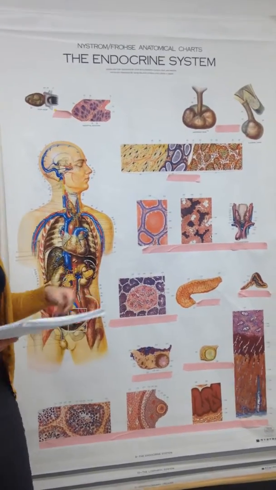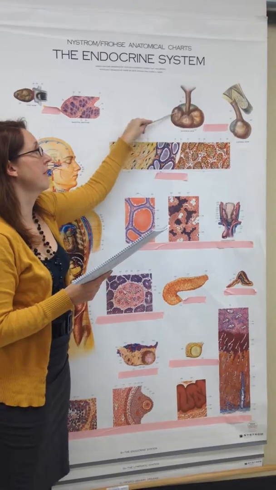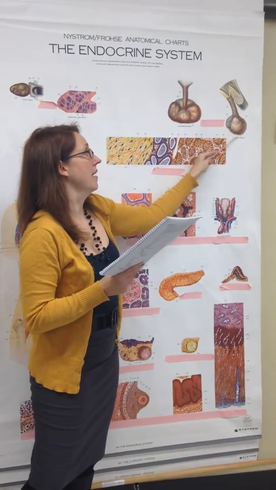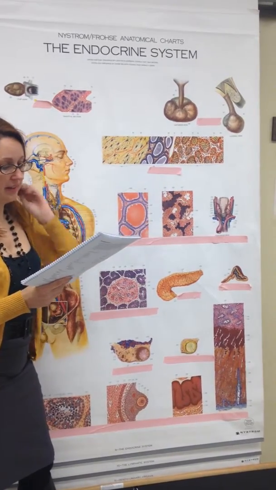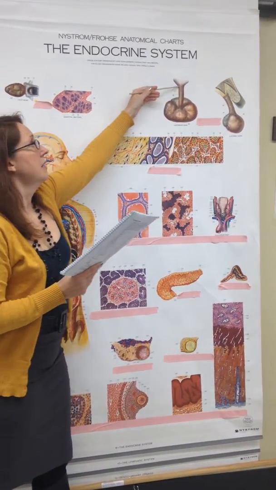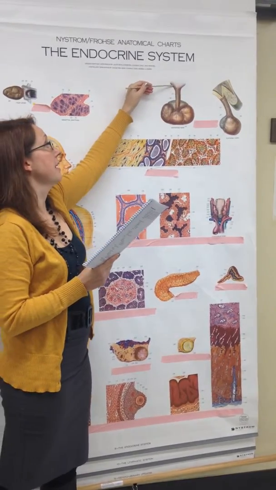So the pituitary gland is also called the hypophysis, and it's this right here. That's from the front. This is from the side, and then this is a microscopic view of the pituitary gland. The infundibulum is this little tube that connects the pituitary to the hypothalamus.